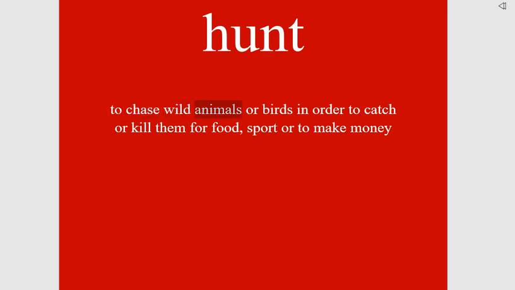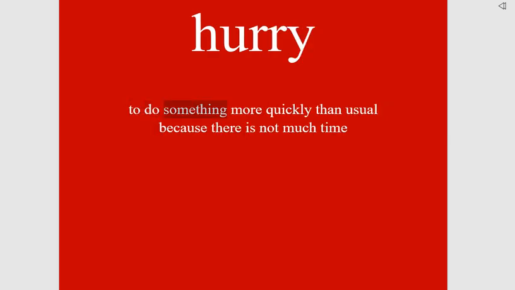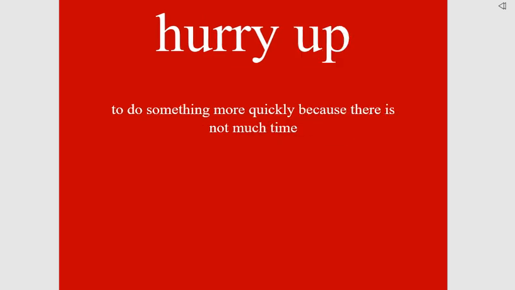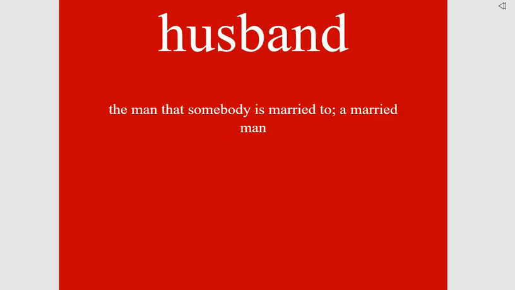Hunt. To chase wild animals or birds in order to catch or kill them for food, sport, or to make money. Hunting. Chasing and killing wild animals and birds as a sport or for food. Hurry. To do something more quickly than usual because there is not much time. Hurry up. To do something more quickly because there is not much time. Hurt. To cause physical pain to somebody/yourself, to injure somebody/yourself.